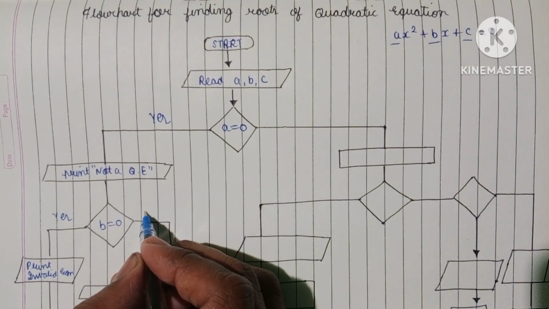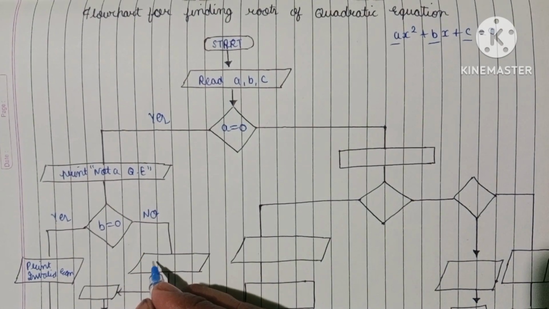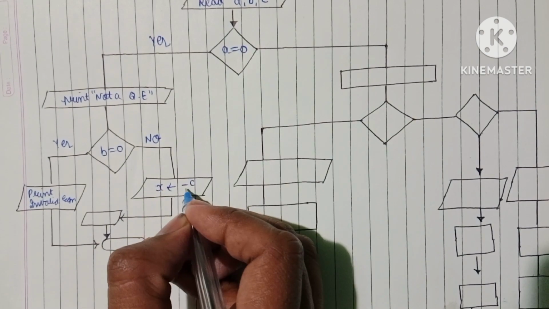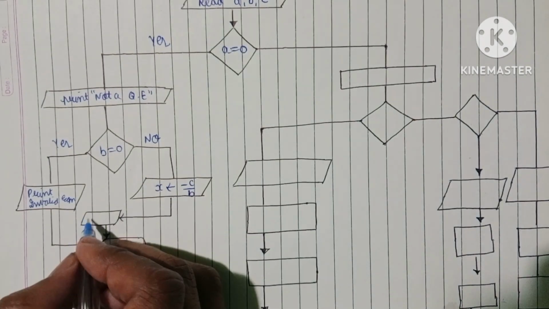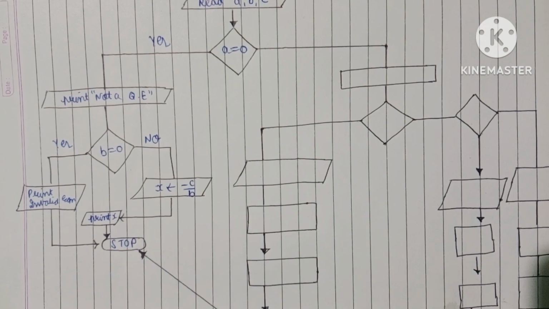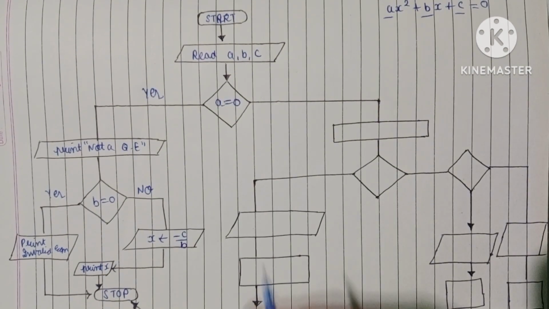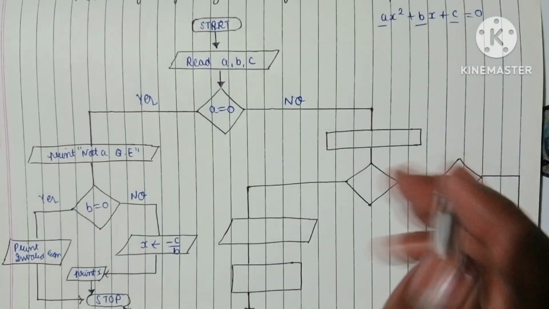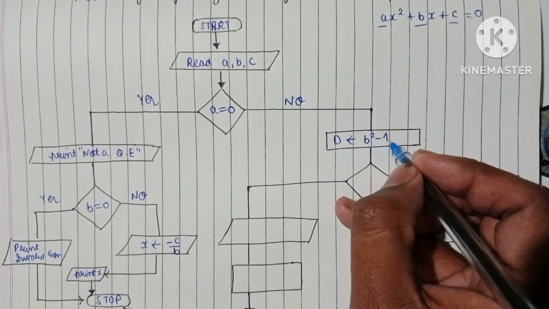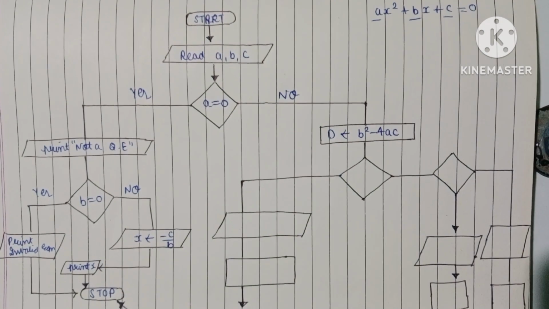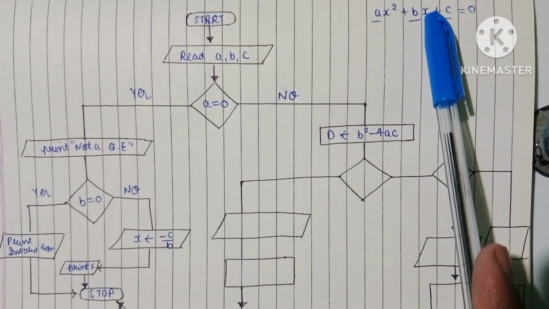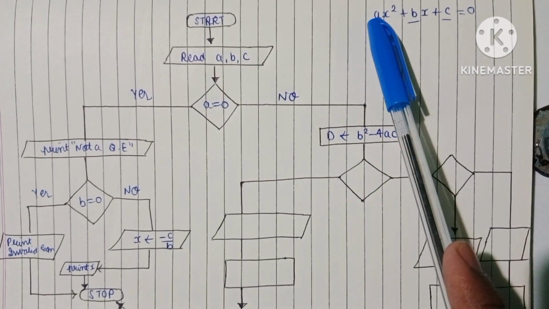If b equal to 0 is not correct, then we just put x equal to minus c divided by b, and we just print the value of x here and stop. Now we will check if a is not equal to 0, then we find the discriminant value, which is b square minus 4ac. So b square is the square of the coefficient of x and minus 4 into a into c.